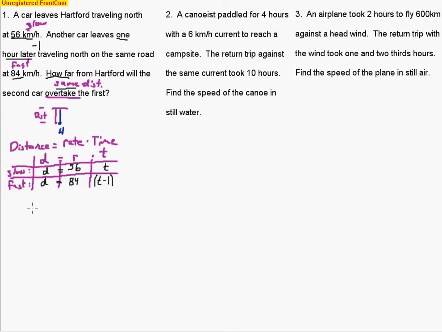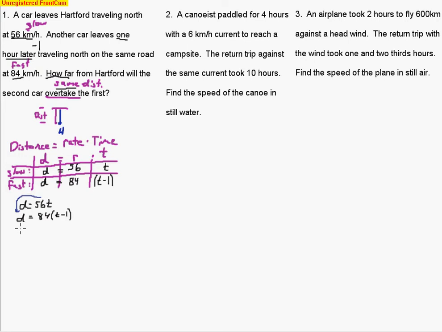So let's go ahead and rewrite our equations here. D equals 56t, and the other one is D equals 84 multiplied by t minus 1. So let's go ahead and use that substitution method. It makes the most sense since D equals both equations. So we're going to set the two expressions equal to each other.